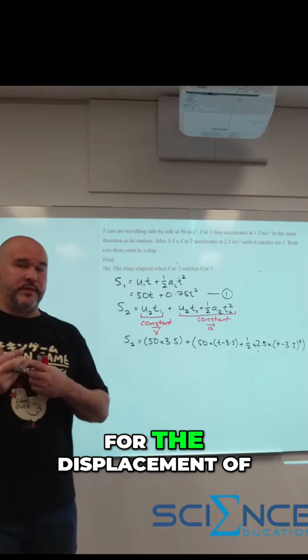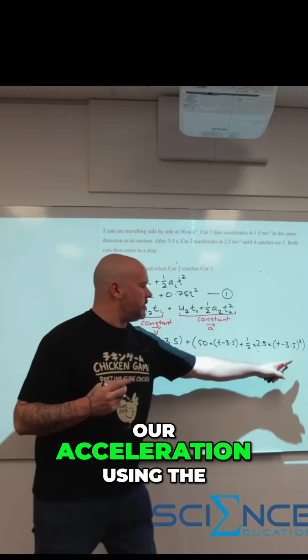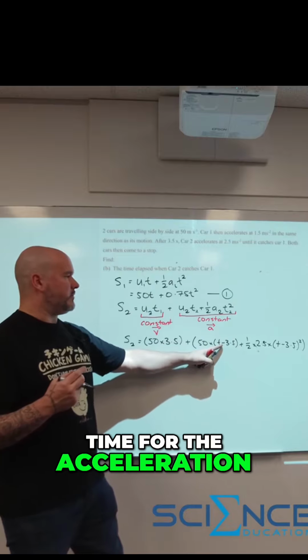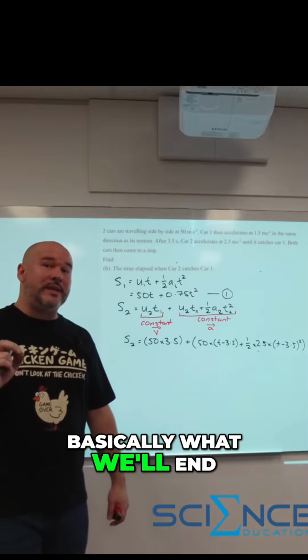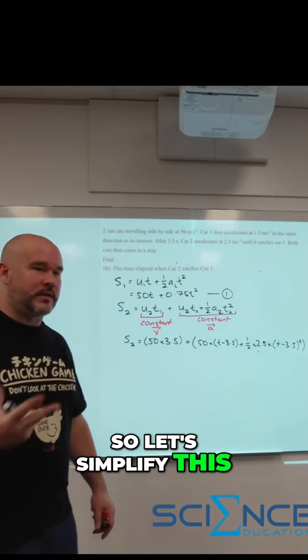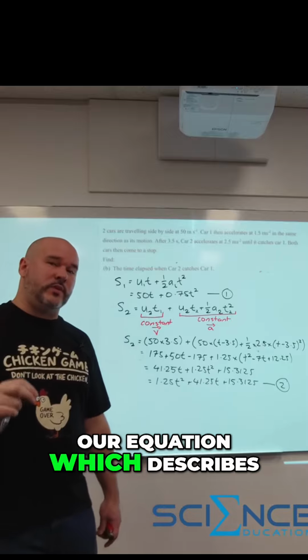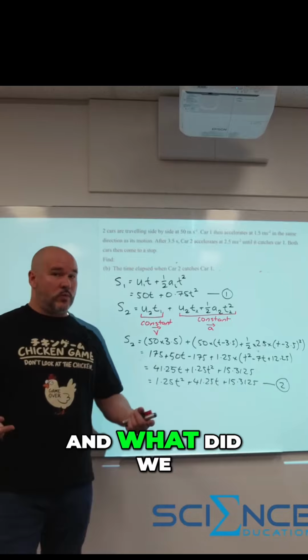So here's our expression for the displacement of object 2, constant velocity. Our acceleration using the time for the acceleration is the total time minus t1. Basically what we'll end up with then for the displacement of object 2 is a quadratic. So let's simplify this. This is now our equation which describes the displacement of object 2 as a function of t.